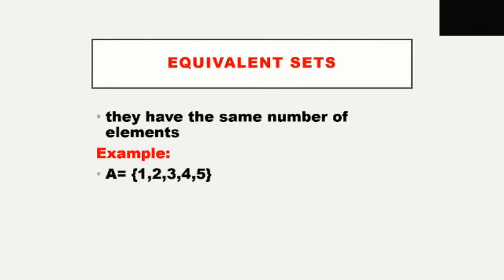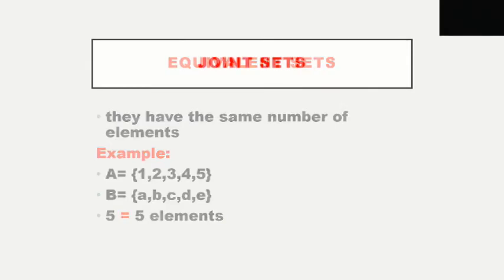Equivalent sets have the same number of elements. Example, set A is 1, 2, 3, 4, 5. So we have 5 elements. Set B is a set of letters A, B, C, D, and E. So we have 5 elements also. So they have the same number of elements.